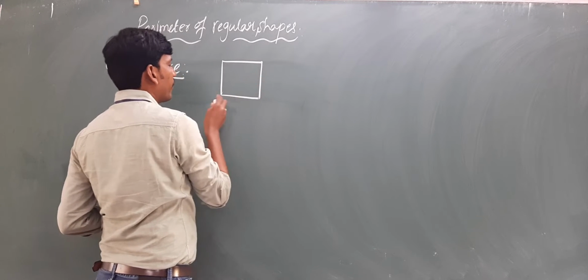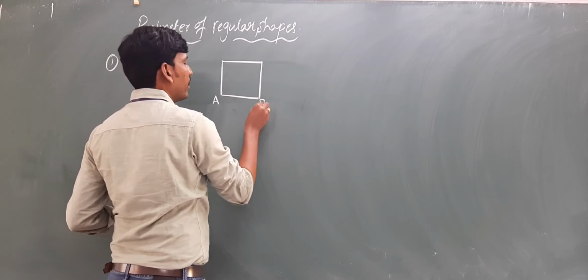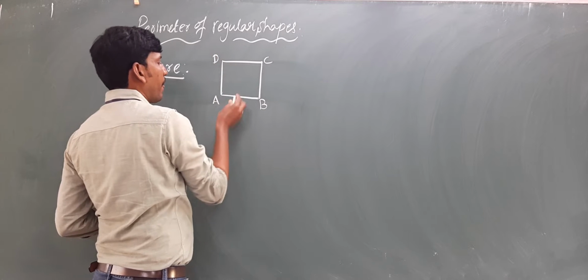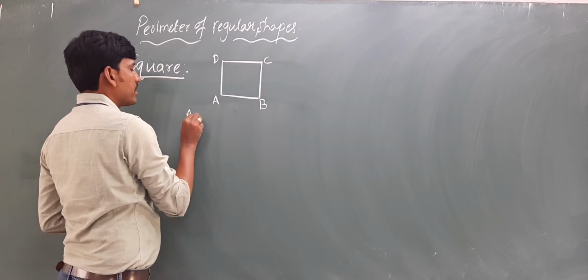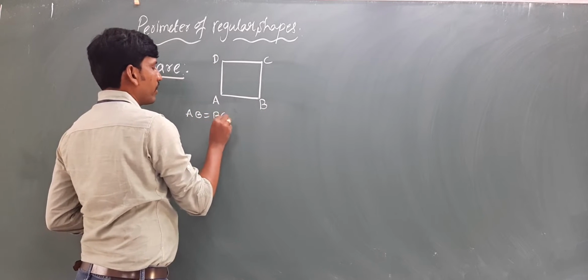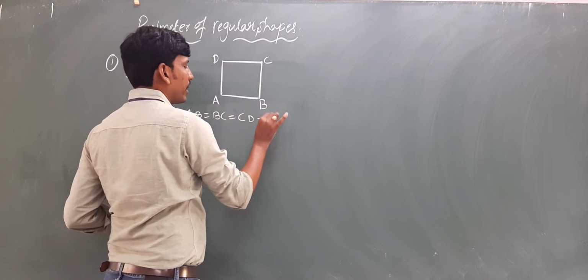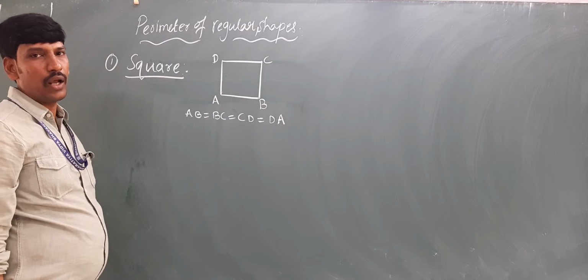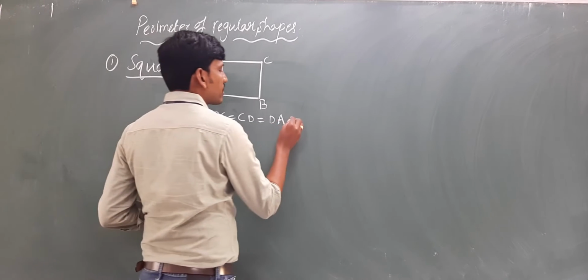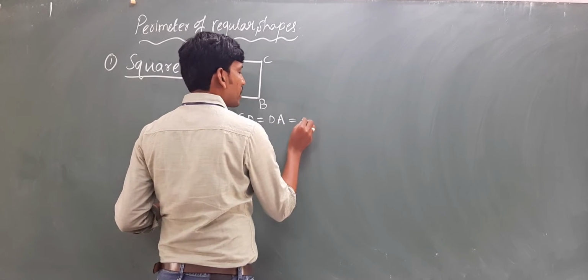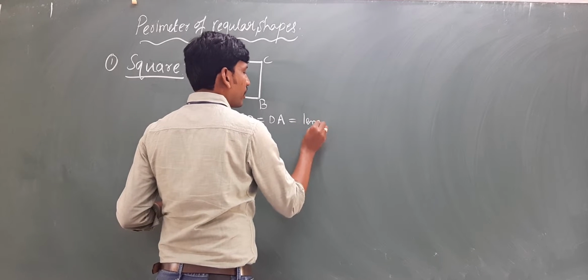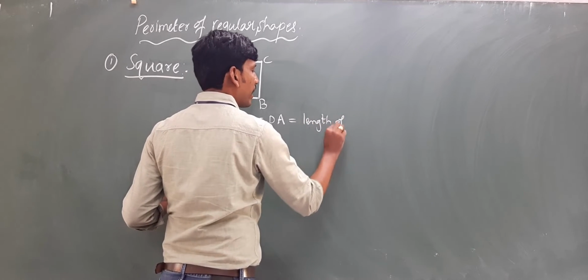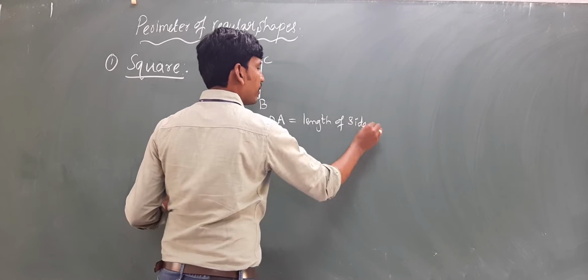See, this is the square ABCD. In this, AB is equal to BC is equal to CD is equal to DA. All sides must be equal. Let us take all these sides, which are equal, as the length of the side.